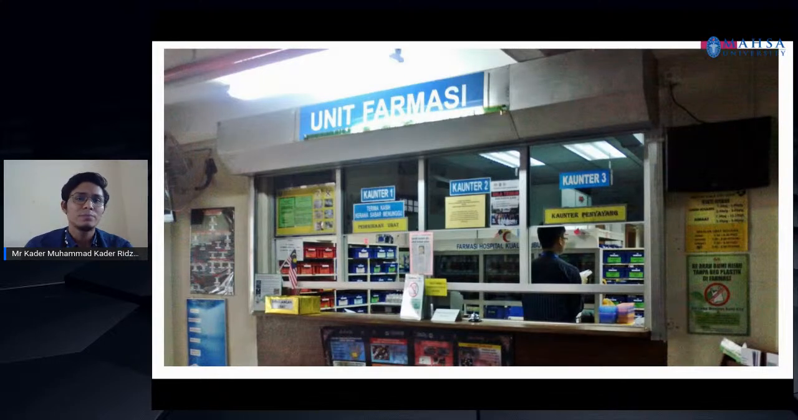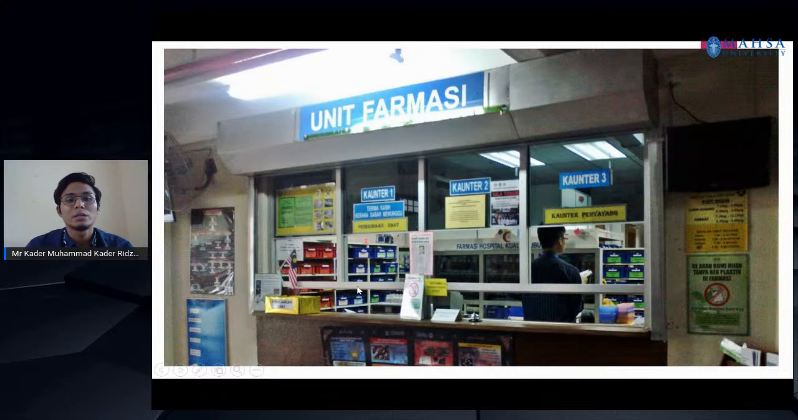So this is another example of the outpatient pharmacy. You can see there are a few bins, the red bins and the yellow bins, and all of them are filled with medication.